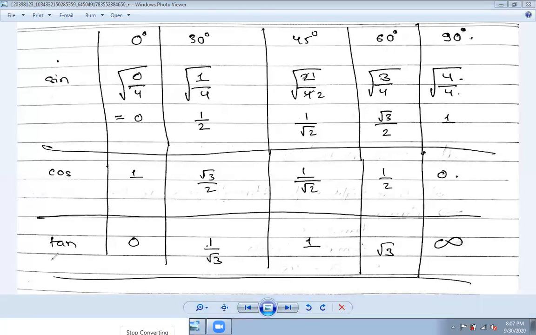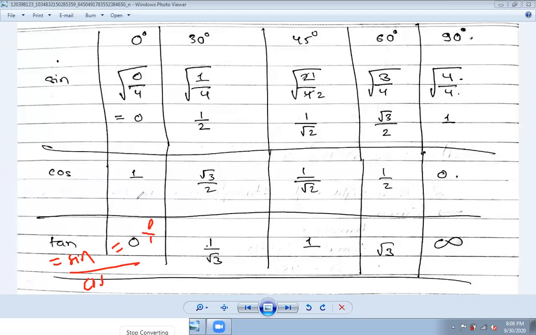Actually, tan means sine by cos. So we will learn how this 0, infinity, 1 has come. It is sine by cos. What is the value of sine 0? It is 0, divided by cos 0, which is 1. So 0 by 1 is 0, isn't it? You can use a calculator. So tan 0 is 0.